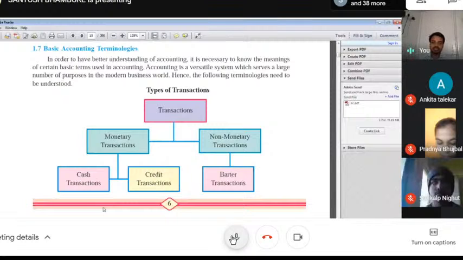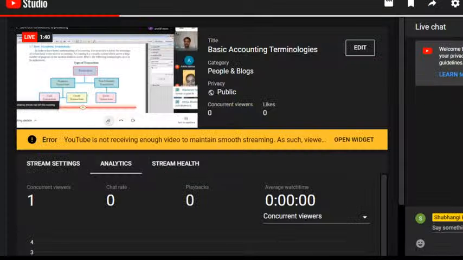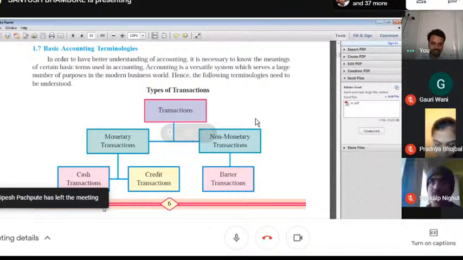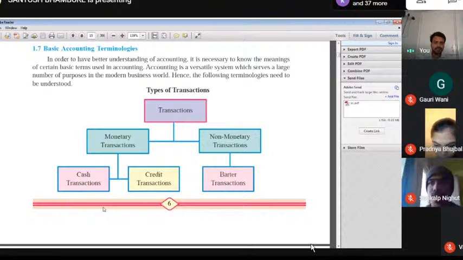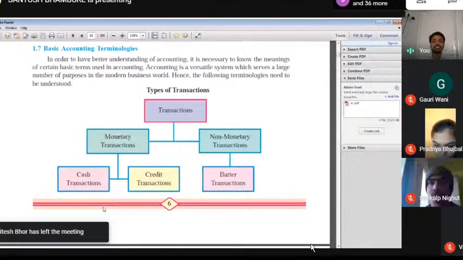So what do we call a transaction? Transaction means, anyone give me a reply. What is the meaning of transaction? Yes. Instance of selling or buying something. Okay, selling and buying something between people, that's what we call a transaction. So remember, when we think about the transaction, it may be a monetary transaction or a non-monetary transaction.